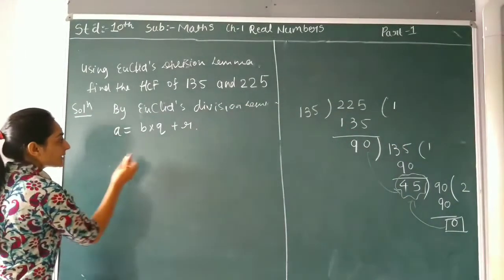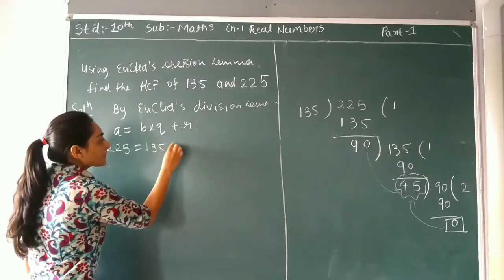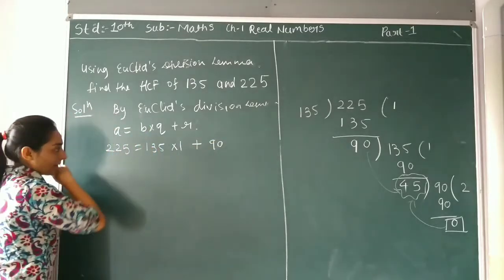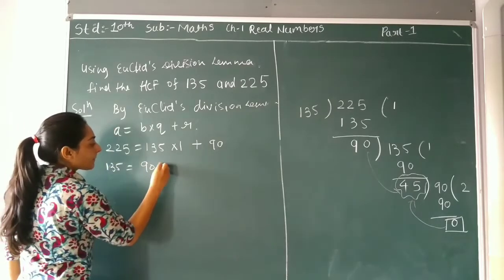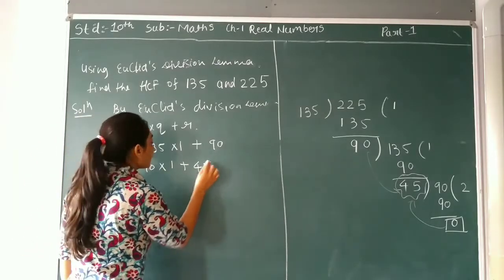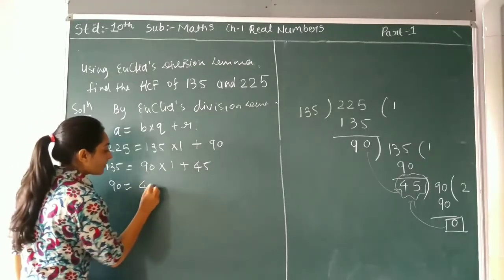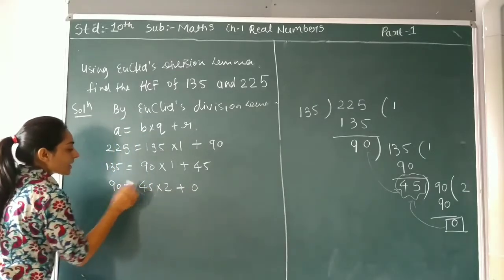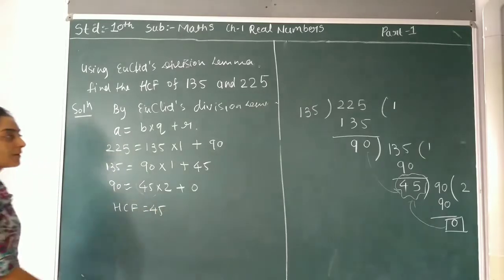Now just write all these things. 225, 135 multiplied with 1. What remains is 90 as remainder. Now taking this 135 this side and 90 over here. So again 1. What we are left with as remainder is 45. Again taking this 90 over here. Now 45 over here. 45 times 2 leaves 0. So this one is my HCF. So HCF equals 45.